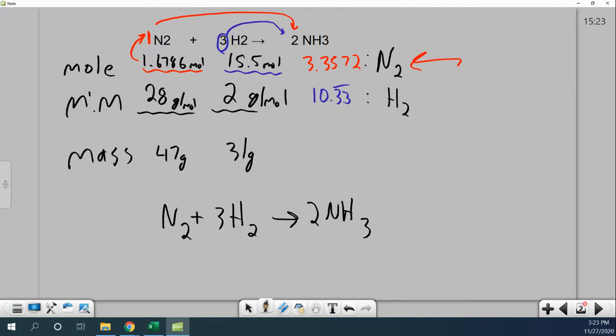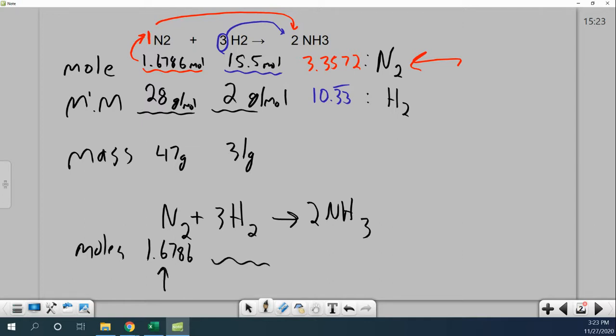Okay, so if nitrogen's my important one, I'm going to keep my moles there for nitrogen. I don't care about this one, because that 15.5 moles doesn't really mean anything anymore. I'm not going to use it all. I'm going to use some amount of it, but I don't know how much. So that number itself isn't really important. What I've got to find out is how much I'm actually going to use up.